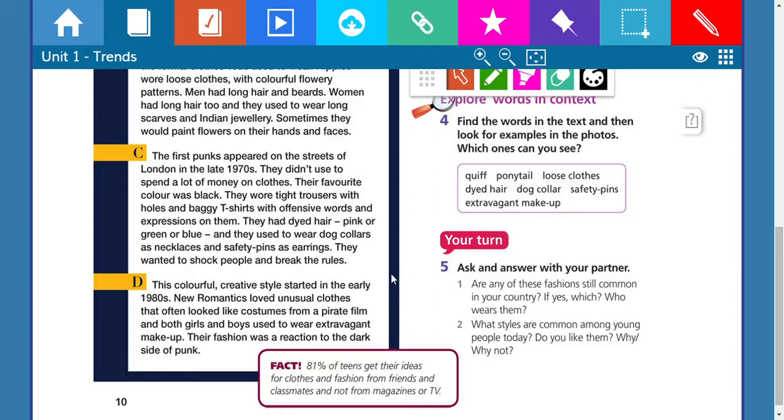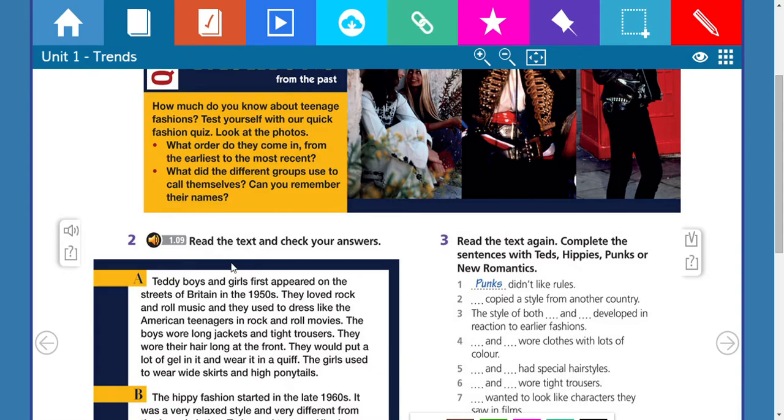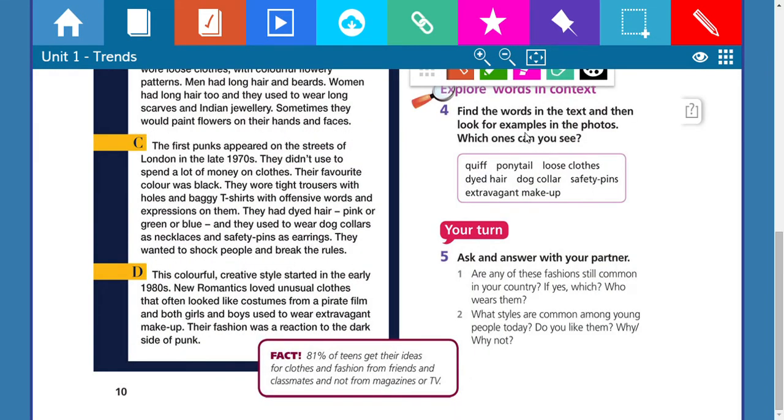Well, we have a fact that says 81% of teens get their ideas about clothes and fashion from friends and classmates and not from magazines or TV. Okay, look, read the text and also now you can check your answers. Okay, we'll see in another video.